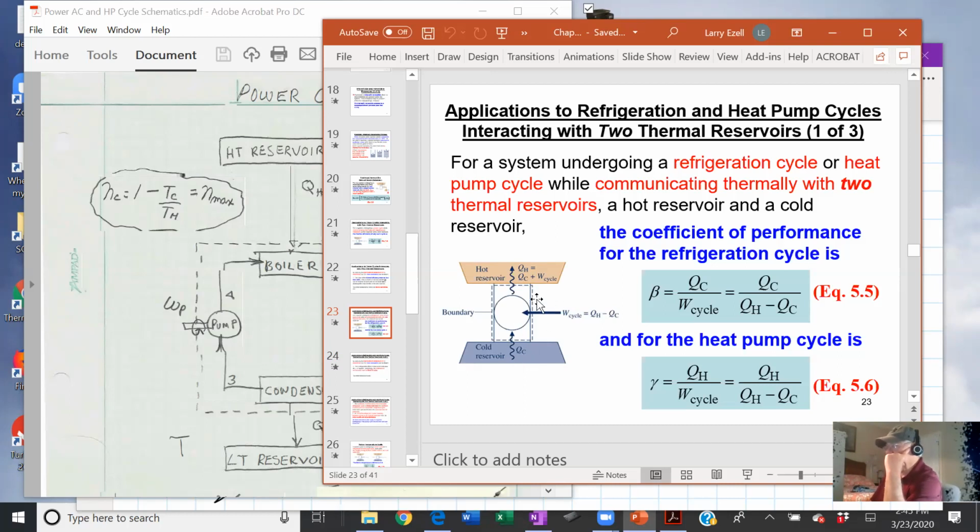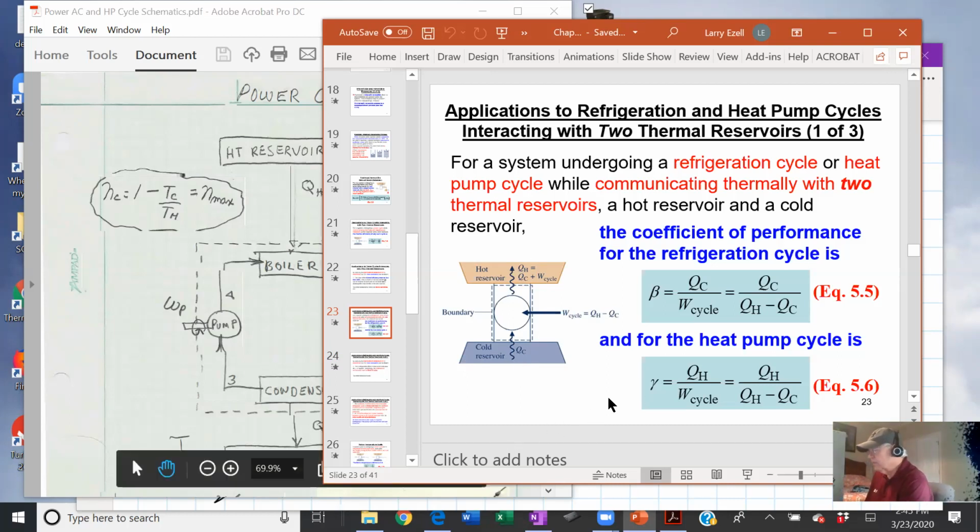Then the fluid is compressed by a compressor, goes through a condenser, and now it's hotter than the inside, so you're able to transfer heat into the inside. So a heat pump is just pumping heat from cold to hot, and a refrigeration cycle does the same thing.